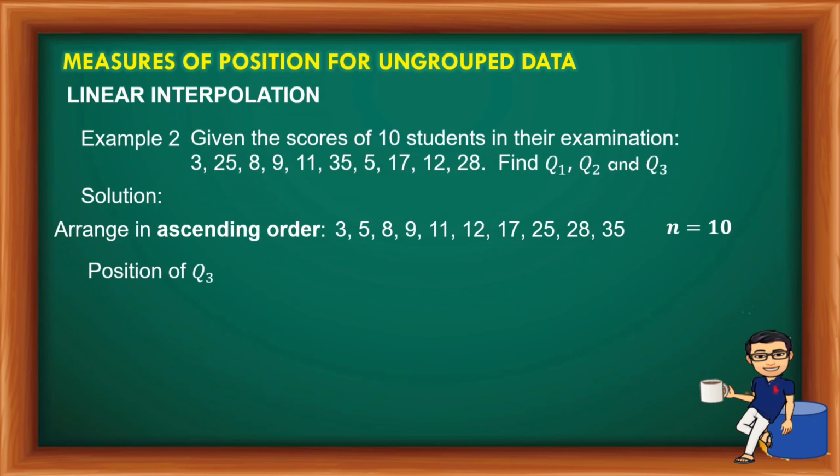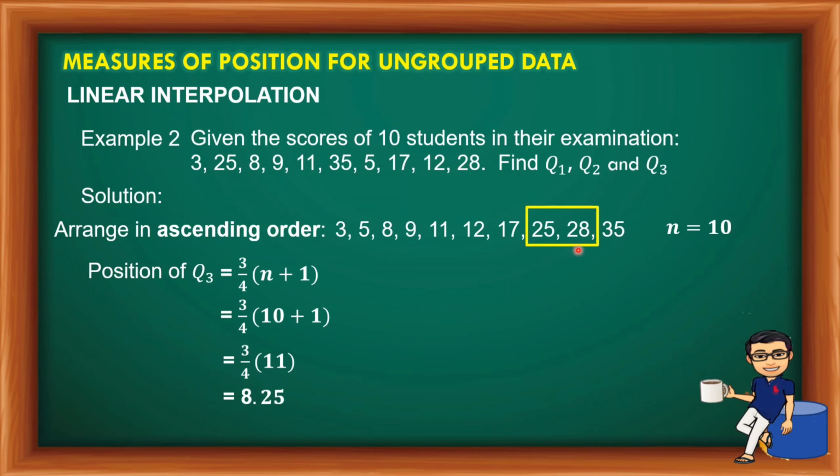Let's have the next, quartile 3. Position of quartile 3 is equal to 3/4 times the quantity n plus 1. So, gamit ulit yung n, sinubstitute natin dito. So, we have 10 plus 1 is 11. 11 times 3 is 33. Divide 4, that will be 8 and 25 hundredths. Again, in between 8 position and 9 position. Kasi nasa pagitan na yan ng 8 and 9 position. 1, 2, 3, 4, 5, 6, 7, 8, and 9 position.